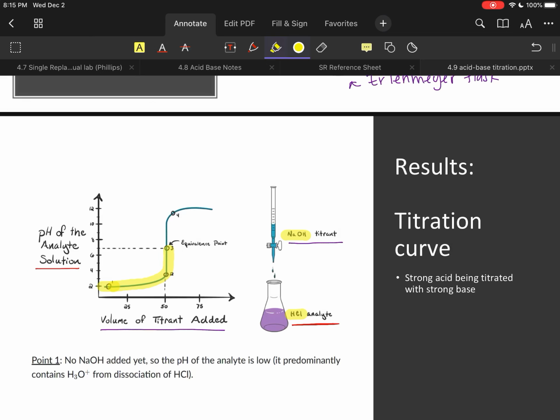Once we get to this equivalence point, this is where the number of moles of our acid equals the number of moles of our base. This is the point where our pH, you can see, is going to be right at 7. So it's right at the point where we've reached that neutral solution. Our number of moles is equal for our base and our acid.